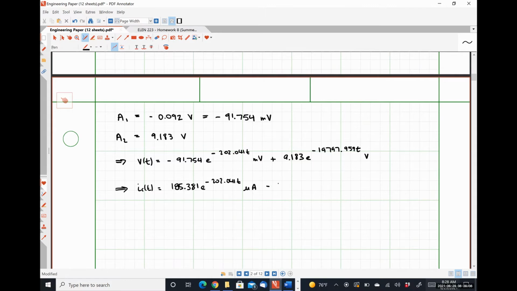I get negative 1.818 e to the negative 19,797.959 t amps. Obviously, there's a little bit of rounding error in here because I didn't use the exact numbers, but this should be close to your answer. So this analysis makes sense.